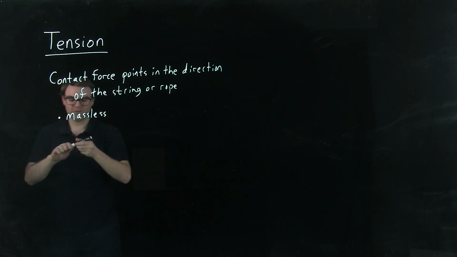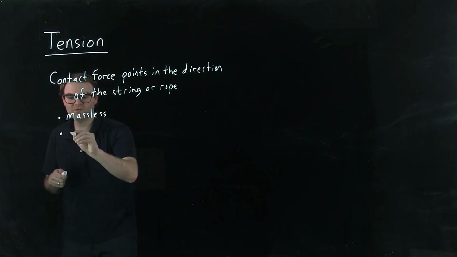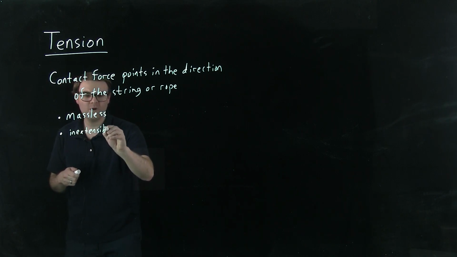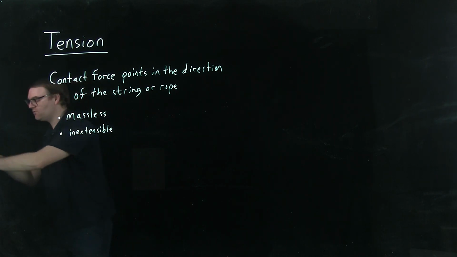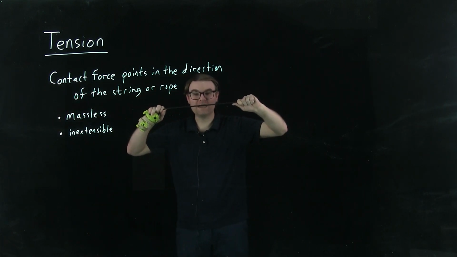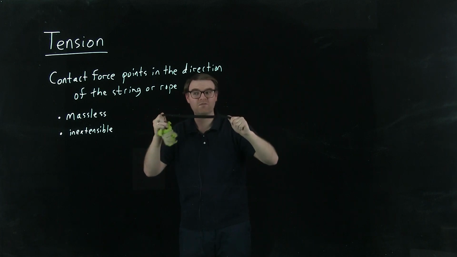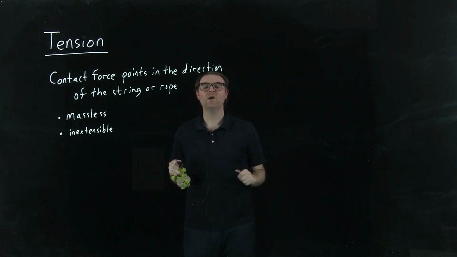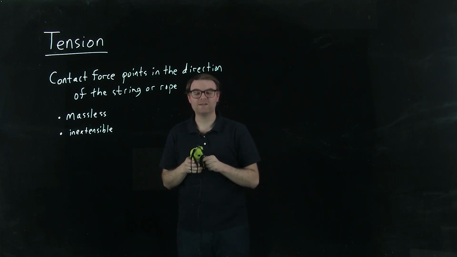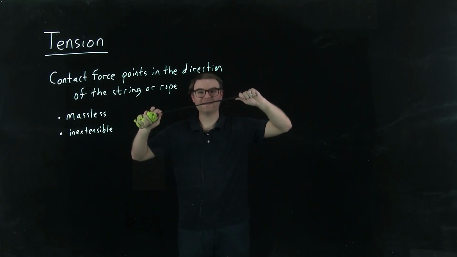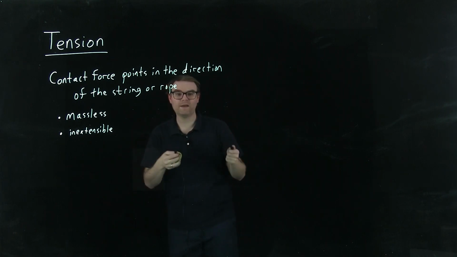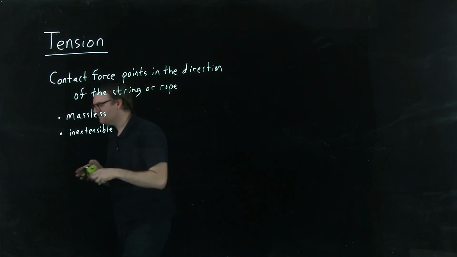Another thing that we will need to assume is that the string is inextensible, which means that when you stretch the string out, it doesn't change in length or size. Now, real strings and ropes do in fact flex just a little bit when you pull on them, but this is sort of an idealization that we want to make, because if the string ends up extending, then each object that it's connected to might not move quite as far as you are expecting.